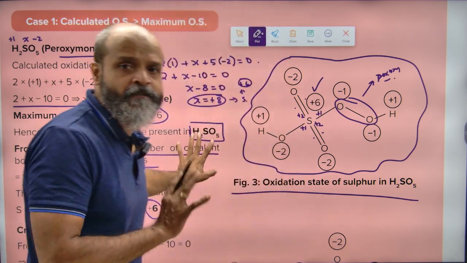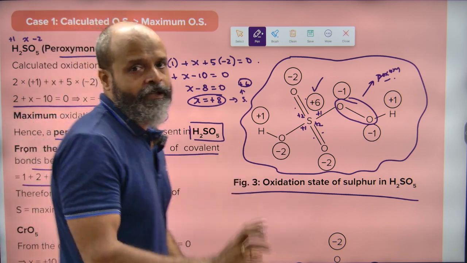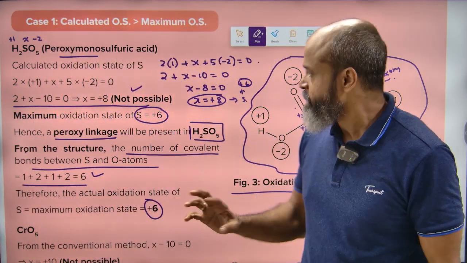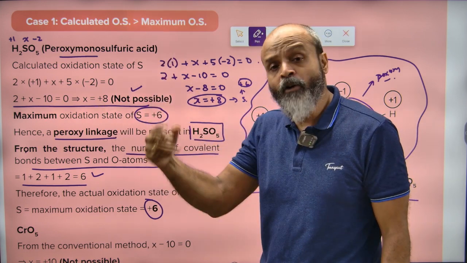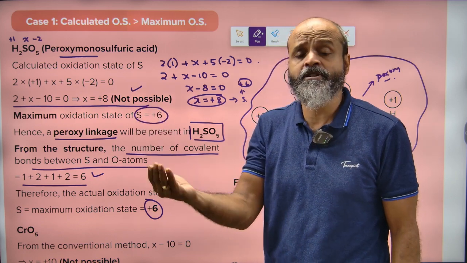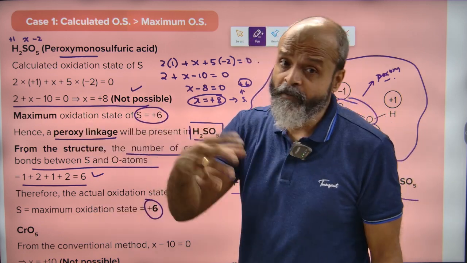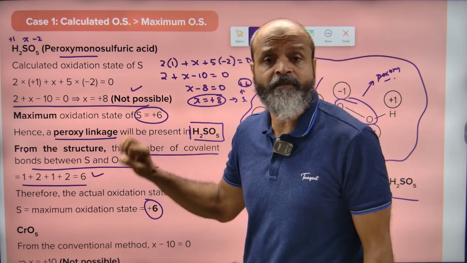So please pay attention whenever you have a case in which your elemental oxidation state, calculated by putting an X, is coming out to be more than the maximum oxidation state which is permissible.